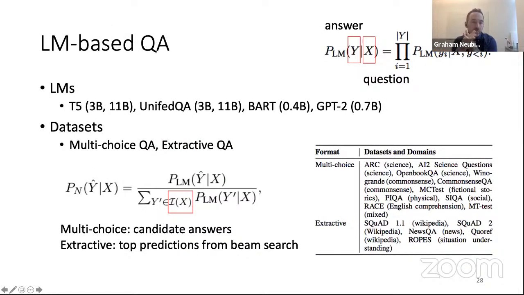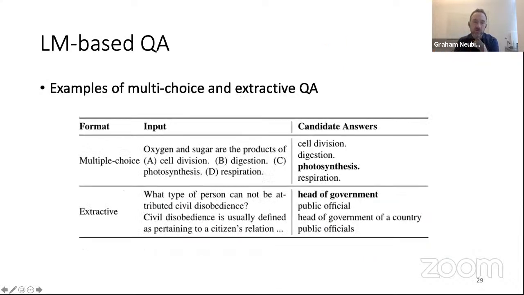So basically what we took a look at was language model-based question answering, and we looked specifically at multiple choice question answering and extractive question answering. Multiple choice question answering is where we have several candidate answers. Here's an example on the second slide, where we say oxygen and sugar are products of cell division, digestion, photosynthesis, respiration. Then we have the language model predict the probability of each of these candidate answers conditioned on this input.